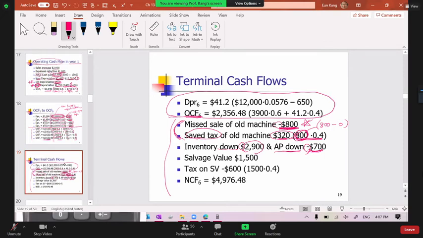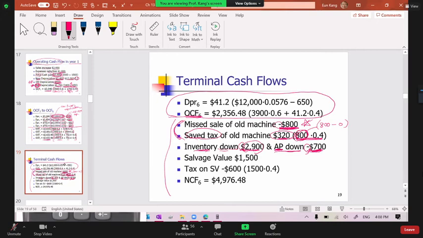So this problem is the same as the new project analysis, except that we add accounts payable. Accounts payable has a sign in the different direction. Accounts payable in the beginning was positive, at the end is negative. Inventory in the beginning is negative, but at the end is positive, because this is an asset and this is a liability, right?